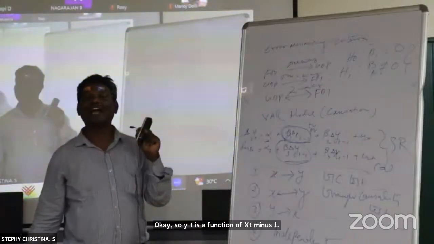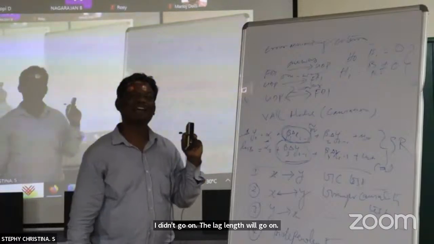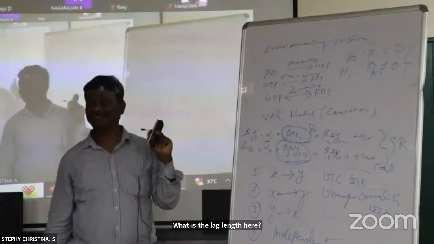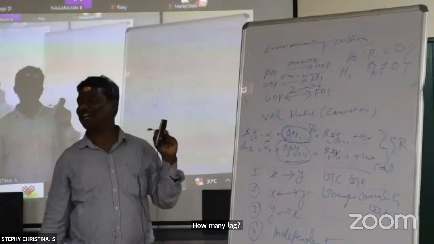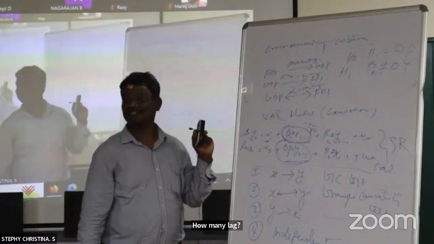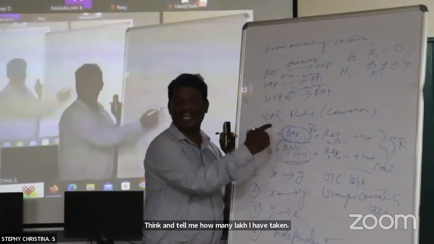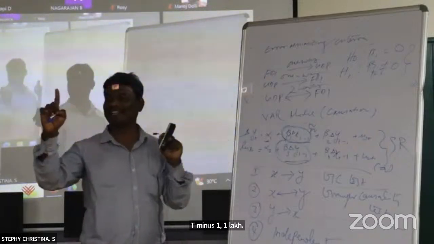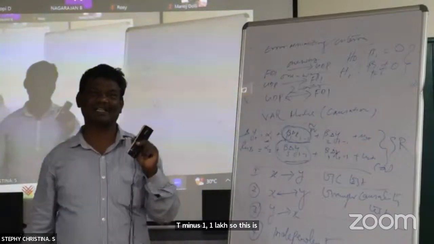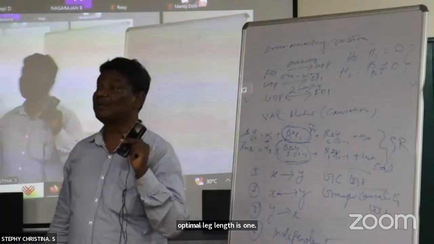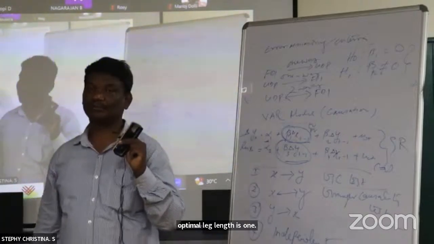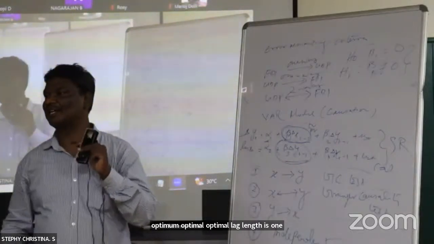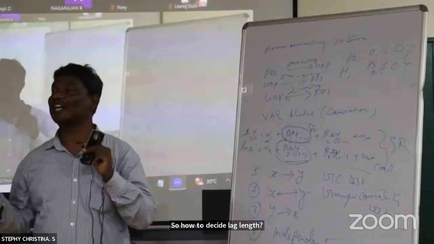We do not know how many lags. What is the lag length here? How many lags have I taken? Think and tell me. T minus 1, 1 lag. So the optimal lag length is 1. So how to decide the lag length? That's the question. It might be 3, it might be 4, or it might be 5.